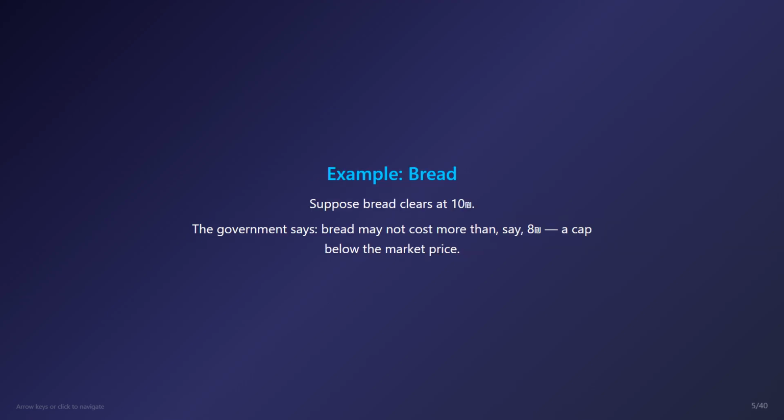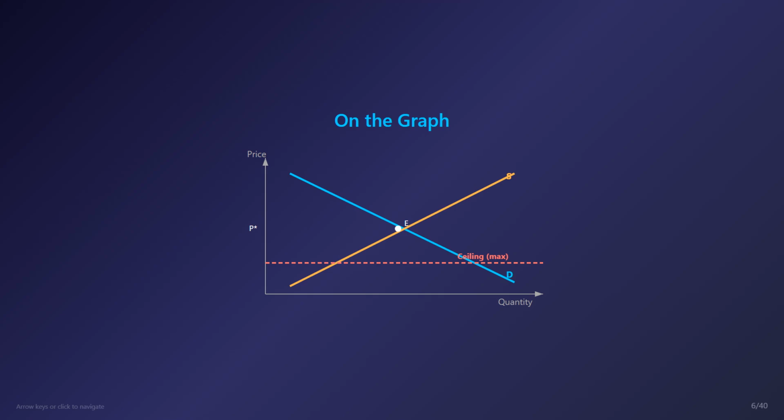Let's take bread as our example. Suppose bread naturally clears the market at 10 shekels. The government decides that's too expensive and rules that bread may not cost more than, say, 8 shekels, a cap set below the market price. Here it is on the graph. Demand slopes down, supply slopes up, and they cross at the equilibrium price, P star. We draw the ceiling as a horizontal line sitting below that equilibrium.